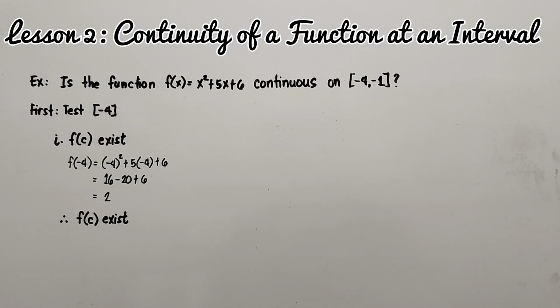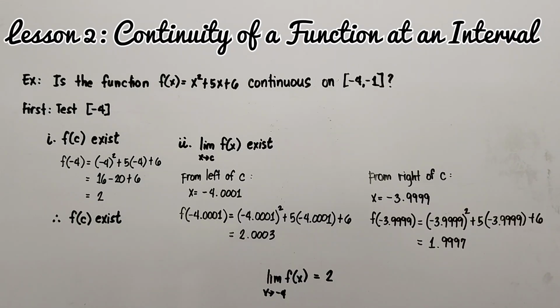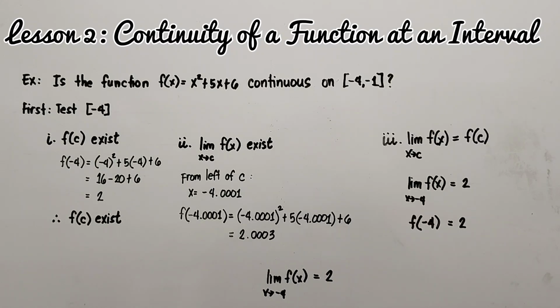First, we need to test the left endpoint -4. So for the first condition, f of c exists. By substituting the value of x, which is -4, we have the answer of 2. Therefore, f of c exists. For the second condition, we are assigning x to be -4.0001 and -3.9999. And from the result, the left side is approaching 2 and the right side is approaching 2. Therefore, the limit of f of x as x approaches -4 is 2. Here, we prove that the limit of f of x as x approaches c exists. And for the third condition, we have shown that the limit of f of x as x approaches -4 is 2, and that is also the value of our f of c.